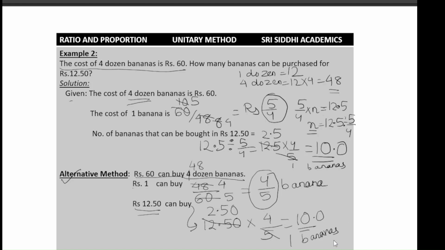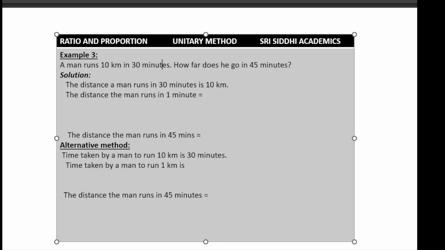Okay, so this is how we solve. There are two methods, whichever method you want to use, it's up to you. Let's move to the next example. So example 3 says that a man runs 10 kilometers in 30 minutes. How far does he go in 45 minutes?